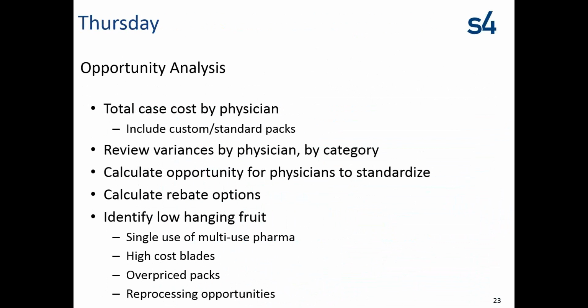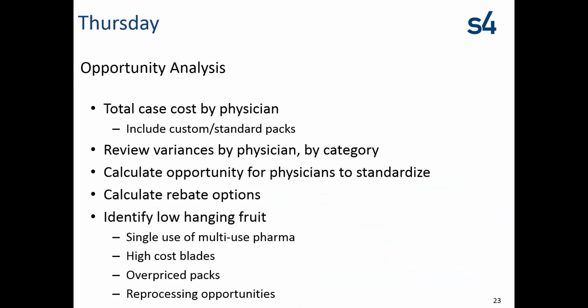And then we want to do our rebate calculation, identify any low-hanging fruit. We just looked at the pharmaceutical example a minute ago. Obviously, there's no reason to wait. We see an opportunity in antibiotics. Let's go start talking to folks about that. High-cost blades is an opportunity. In the analyses we performed, we found that there was substantial savings associated with moving from disposable blades to reusable blades, as an example. And we saw high variance in the blades that were used.